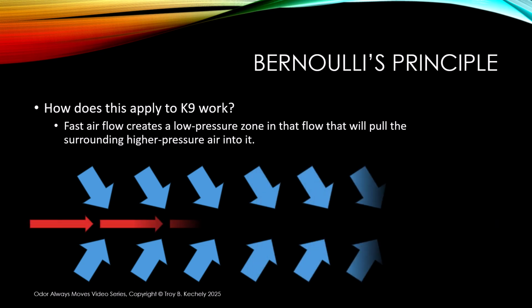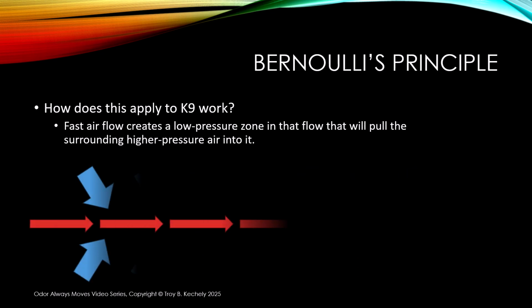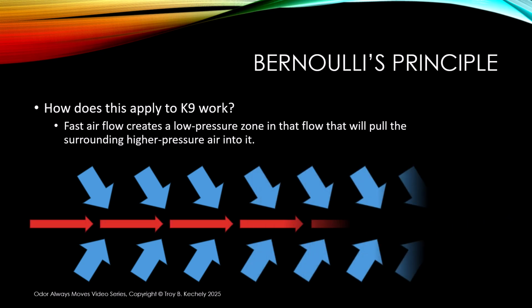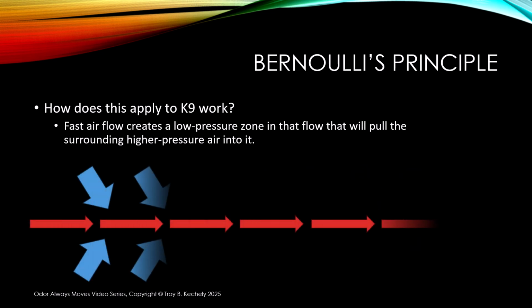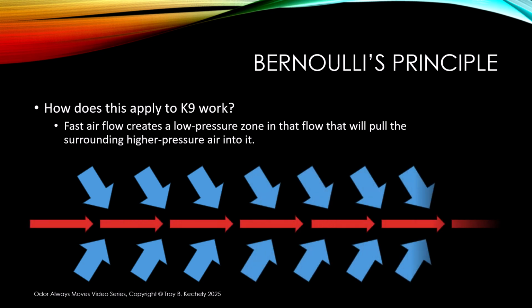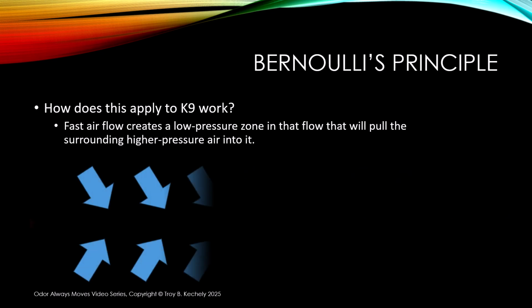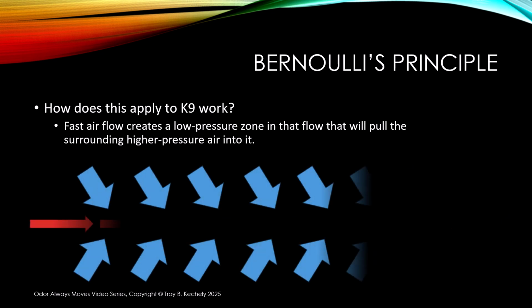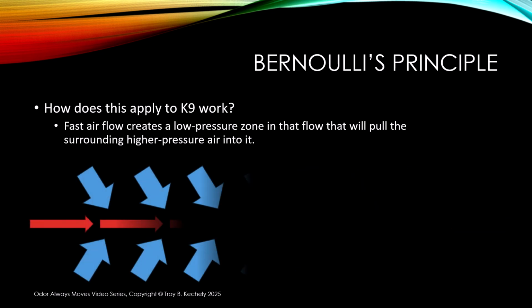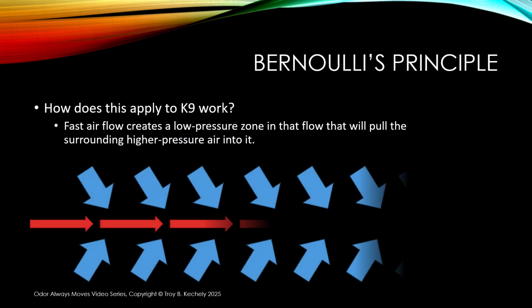So how does this apply to canine work? Well, as we said, that fast airflow creates a low pressure zone. And that flow, that kind of air column, if you want to call it that, will pull in the surrounding air into it, because that air is lower speed or not moving at all, and it has a higher pressure than that faster flow along that streamlined path.